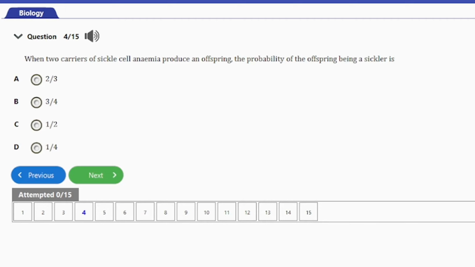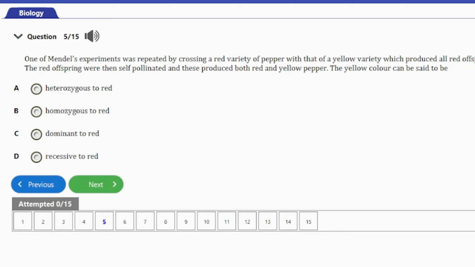So if you cross them, if you cross the whole of them, you're going to have 1 out of the 4 being a sickler. So that's it for that question. 1 over 4 is the chance of that. So let's consider the next question, question number 5.